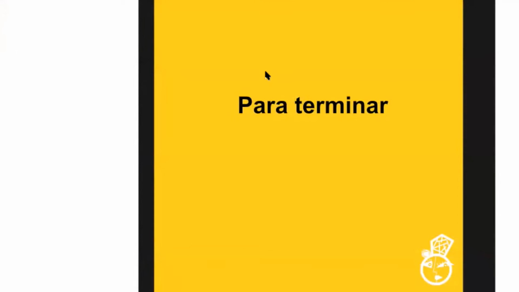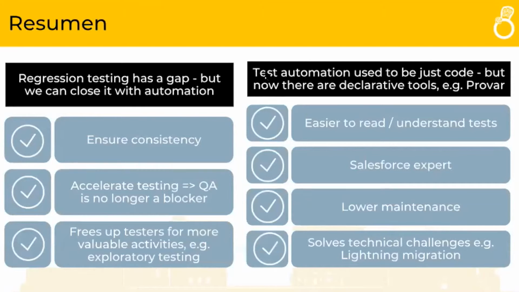Okay, just to conclude. So we've seen regression testing as a gap. We can close it with automation. Therefore, we can get that consistency. We can accelerate the testing, and we can free up those testers. And we can also see that while we used to have code to do this until quite recently, there are a number of declarative tools such as Provar, a number of record tools, lots of things you can use, and they're easier to read, easier to understand the tests that are written, and look at the results.